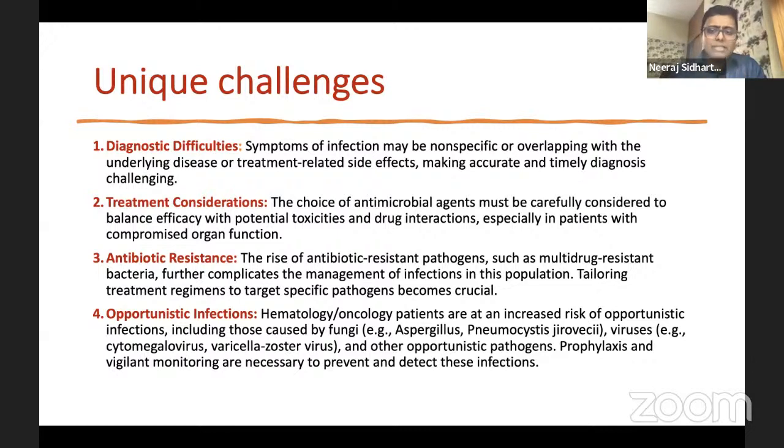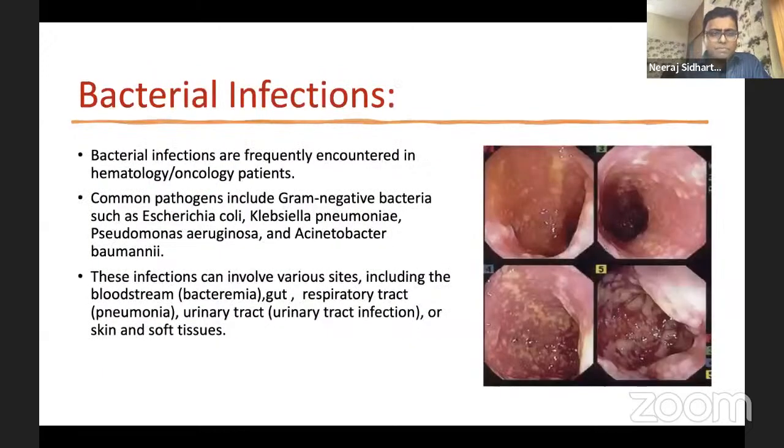So it is very important that in hematology patients with neutropenia, you have to learn to tailor the treatment regimen to target the specific pathogens that you have in mind. Now, in addition to the regular pathogens that you see, you also see a lot of opportunistic infections like Aspergillus, pneumocystis, varicella zoster, cytomegalovirus, etc. So while for some of these infections you do prophylaxis, in some you have to treat early or preemptively.